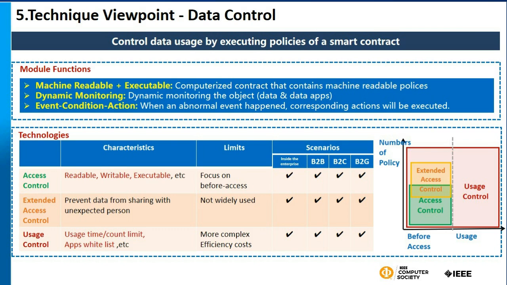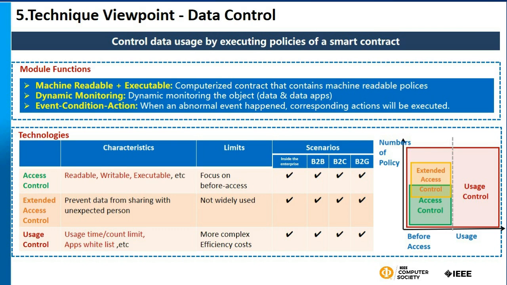There are three kinds of technologies, although they have some overlaps because they come in sequence. Access control is the most acknowledged technology. It takes care of the subject, the action, and the object, and allows it to read, write, or execute, and so on. Extended access control takes care of preventing data from being shared with unexpected persons. And usage control may help us take care of the time, the count limit, the program whitelist, the blacklist, and so on. We can always define different usage control policies based on the type of the data and also the scenario.